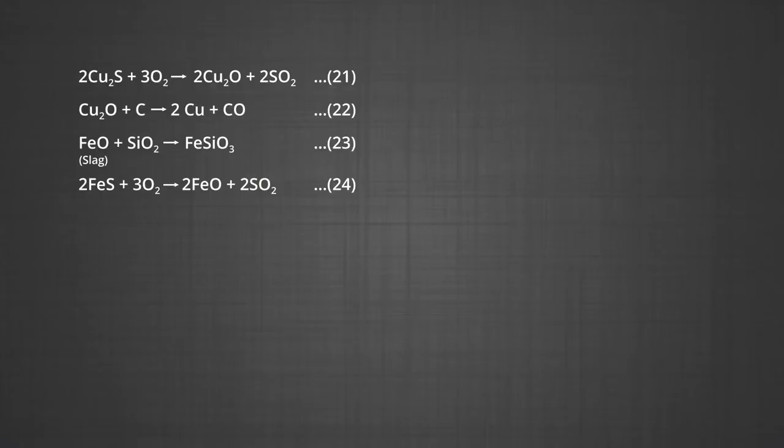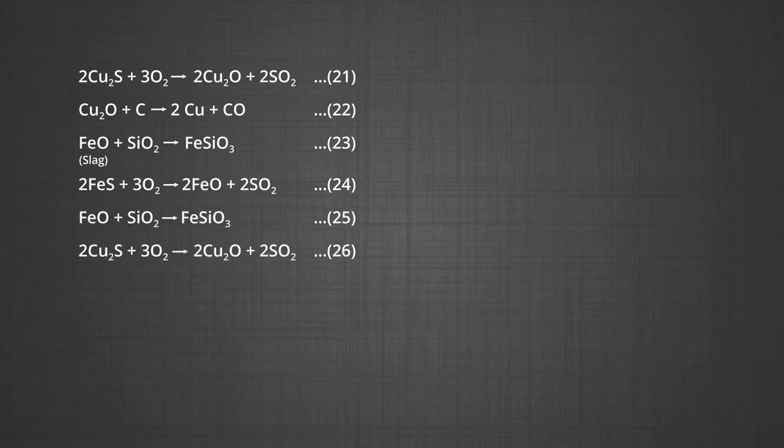Some silica is also added and hot air blast is blown to convert the remaining iron sulphide, iron oxide and copper sulphide to copper oxide to the metallic copper. Following reactions take place in the furnace. Iron sulphide plus oxygen giving iron oxide and sulphur dioxide, iron oxide plus silica giving iron silicate, copper sulphide plus oxygen giving cuprous oxide and sulphur dioxide, cuprous oxide plus cuprous sulphide giving copper and sulphur dioxide.